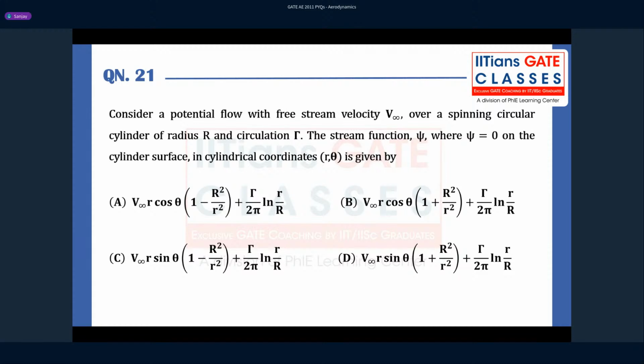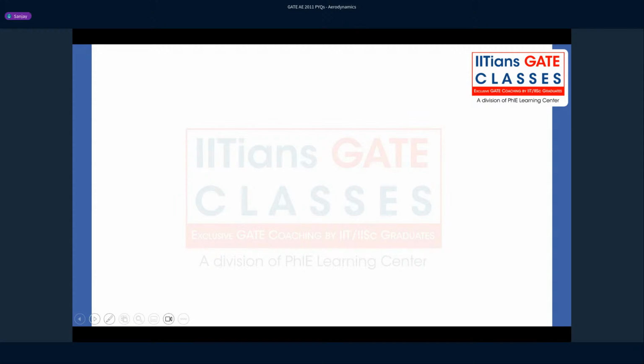They're asking that there's a potential flow with free stream velocity V infinity over a spinning circular cylinder of radius R and circulation gamma. The stream function psi, where psi equal to 0 is essentially on the surface of the cylinder, is given by what? So essentially you have to find out the correct expression for the stream function. How do you go about it? Very simple. You know, flow over a lifting cylinder.